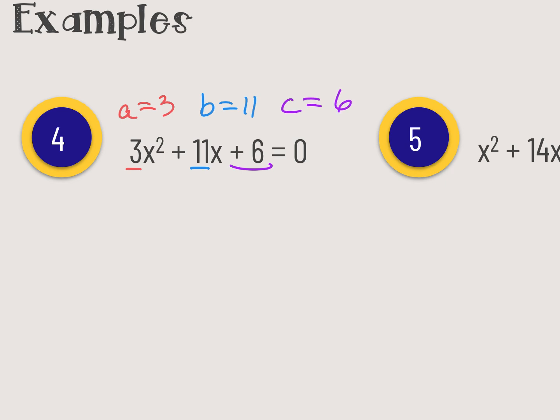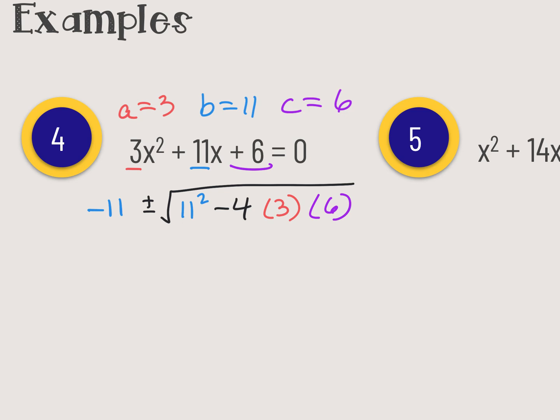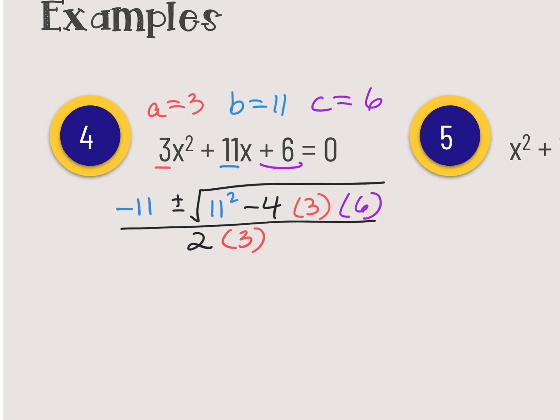Going to take the 3 numbers now and put them into the formula. So the opposite of b, or negative b, is a negative 11, plus or minus 11 squared, minus 4 times a times c, and that's all under the square root, divided by 2 times a. This time our a isn't a 1. So let's go ahead, and again, this is what x equals.